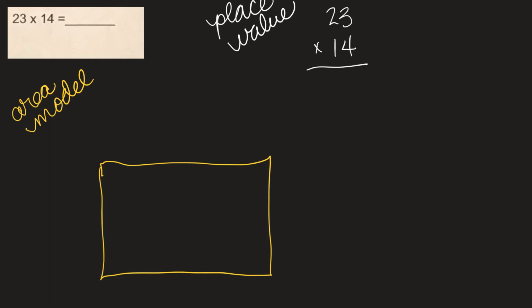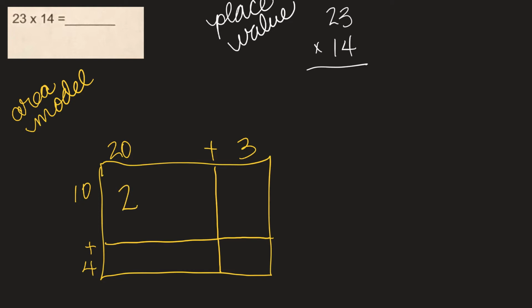Our problem is 23 times 14, so we're going to break 23 into 20 plus 3 and draw our line down there. And then 14 would be 10 plus 4. Okay, so then we're just going to multiply using our boxes. 20 times 10. Well, 2 times 1 is 2, and then there's 2 zeros. Okay, then 10 times 3 is 30. 20 times 4 is 80, and 3 times 4 is 12.